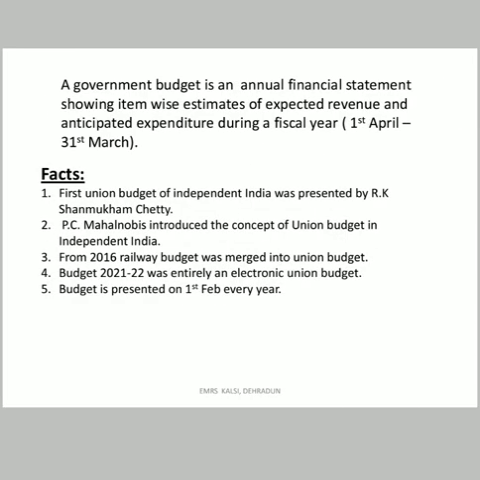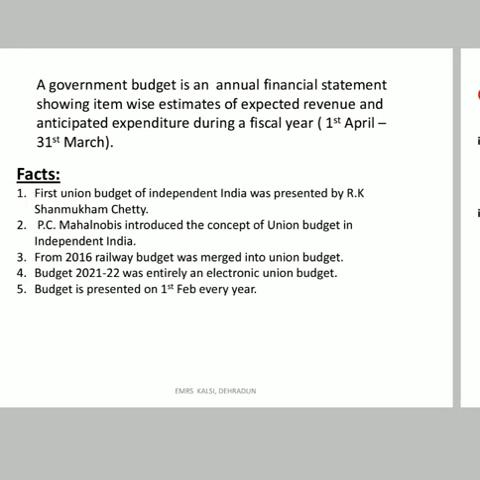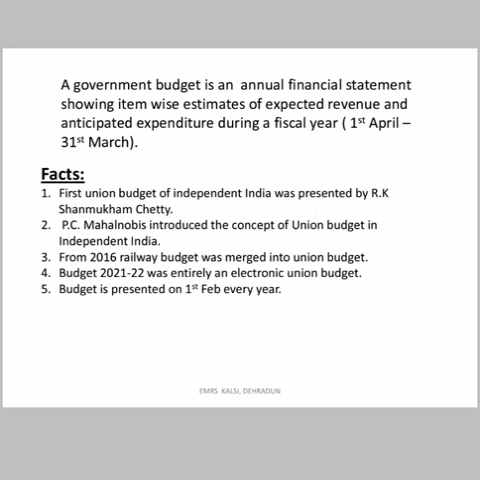So first, what is government budget? We all have heard about this thing, budget, which releases on the 1st of February. So let's see by definition what it is called. A government budget is an annual financial statement. The official name of budget is annual financial statement. Mark it.